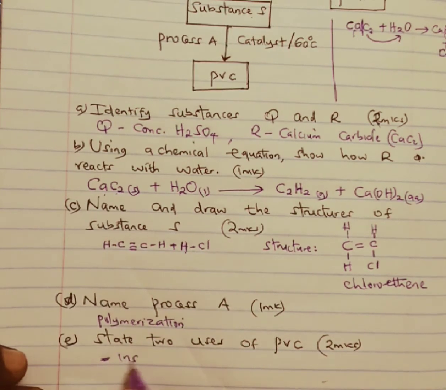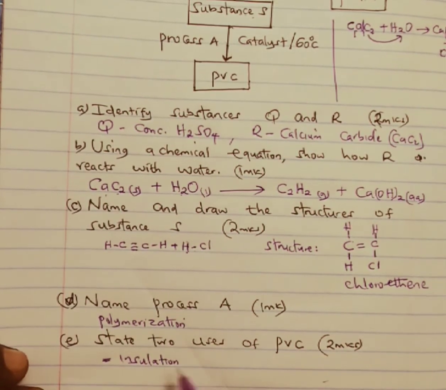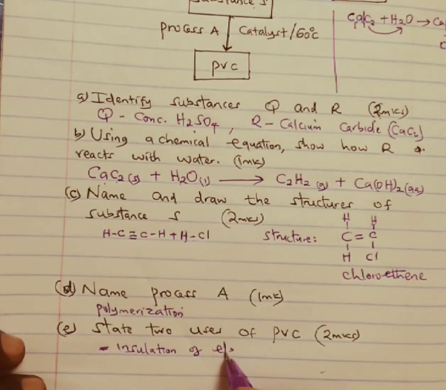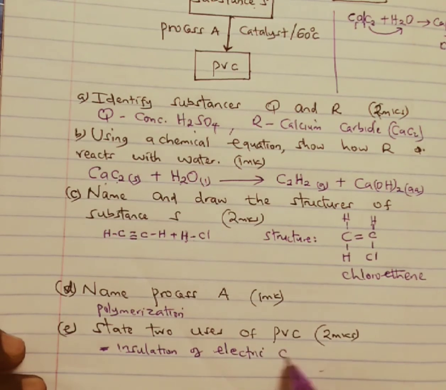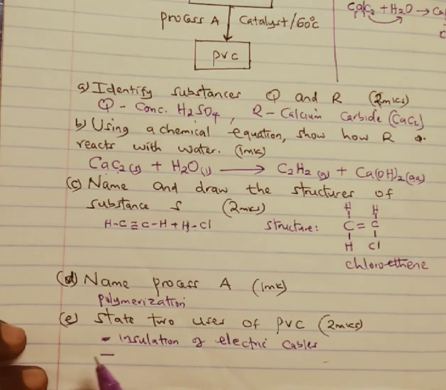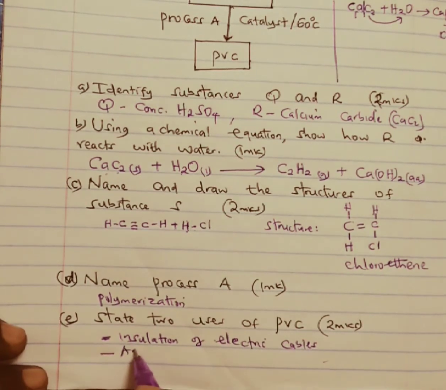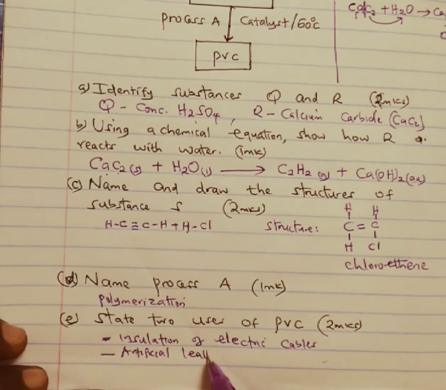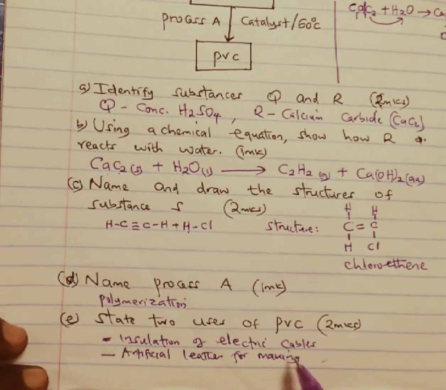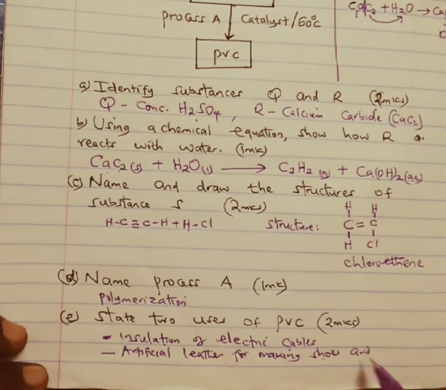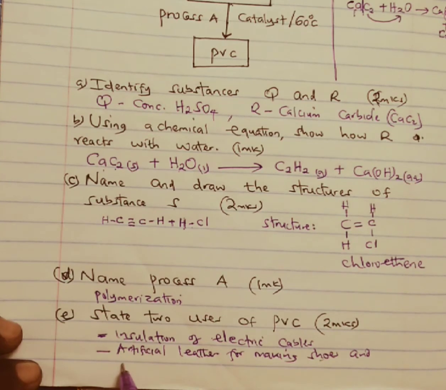1, so we can talk about insulation of electric cables. 2, it can be used as an artificial leather for making clothing, shoes, and also handbags.